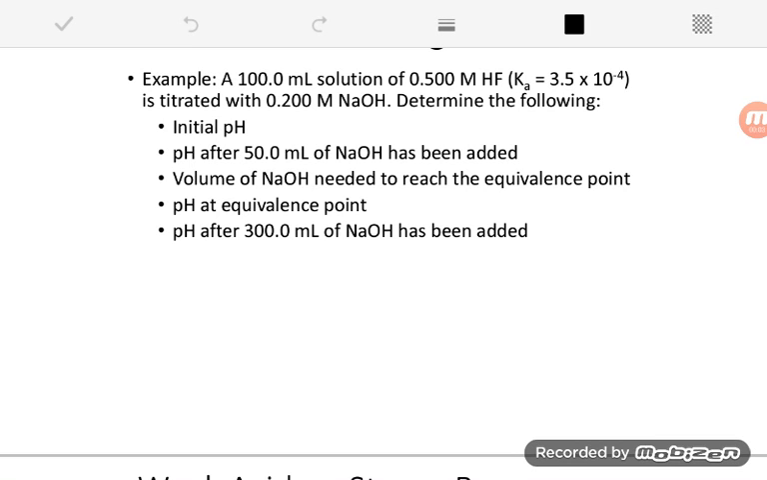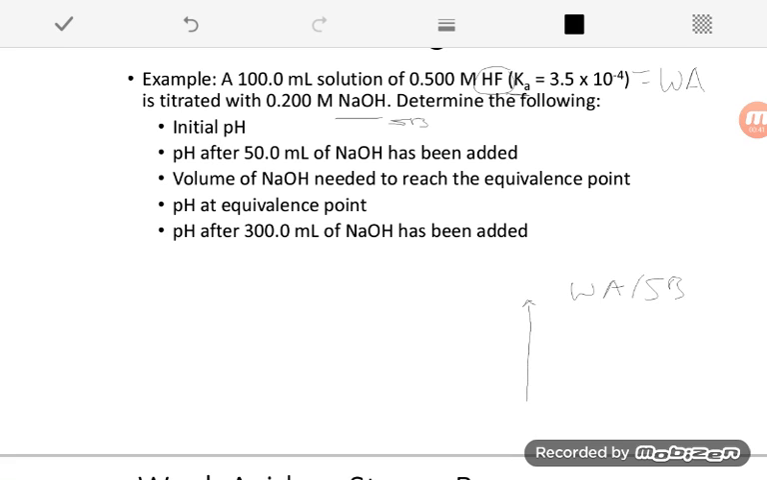Now let's take a look at a second titration problem and see how it differs from the previous titration problem we looked at. First things first, as always, I'm going to decide what type of titration I have. So I start with a 100 milliliter solution of 0.5 molar HF, and I recognize HF as being a weak acid. It's not one of the 6 strong acids, and it has a Ka next to it, which implies it must be weak. And I'm titrating that with 0.2 molar NaOH, which I recognize as a strong base. So this is going to be a weak acid, strong base titration.